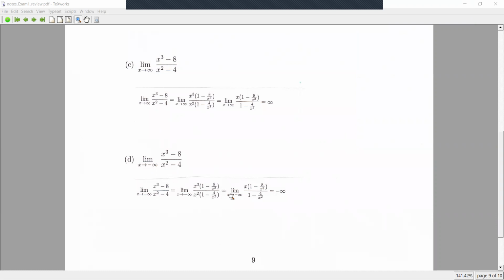Now, as x approaches negative infinity, 8 over x to the third approaches 0. 4 over x squared approaches 0. This x approaches negative infinity. So the whole thing approaches negative infinity. So this limit is negative infinity.